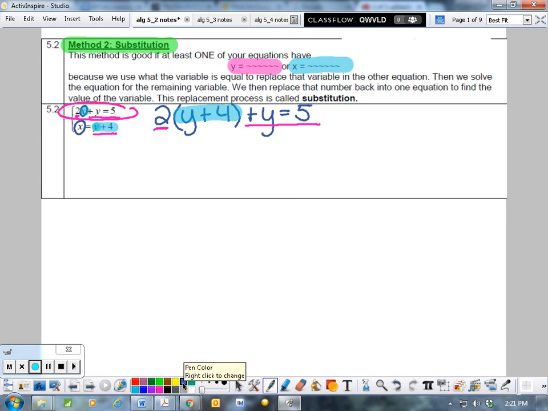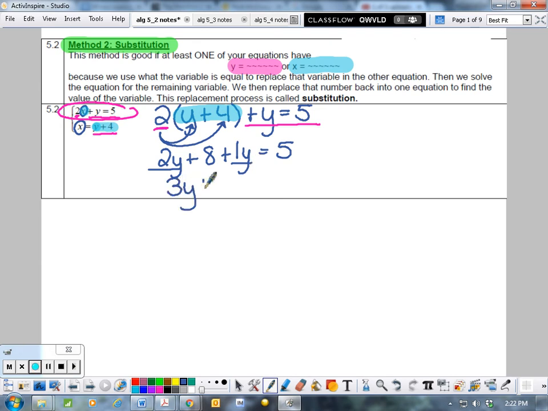The first thing we do to solve it is get rid of those parentheses. So 2 times y, 2 times 4. So now I have 2y plus 2 times 4 is 8 plus 1y equals 5. Now in my equation, I have a 2y and a 1y and they're on the same side. So I combine them. 2y plus 1y becomes 3y. So now I have 3y plus 8 equals 5. And now I can solve this equation.